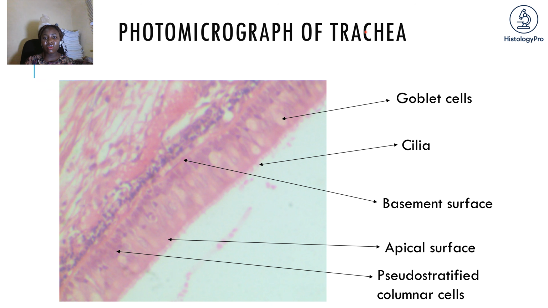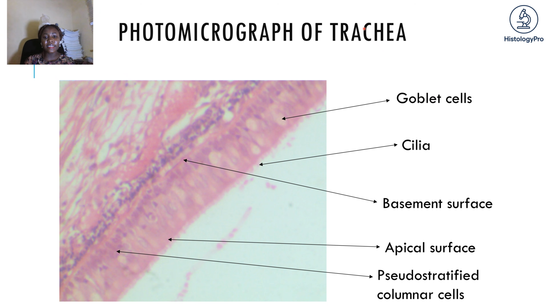Then there's another structure scattered among the columnar cells: the goblet cells. These are the goblet cells. They appear transparent. They are mucus-secreting cells, and the mucus they produce helps to trap dust, microorganisms, and other inhaled particles.